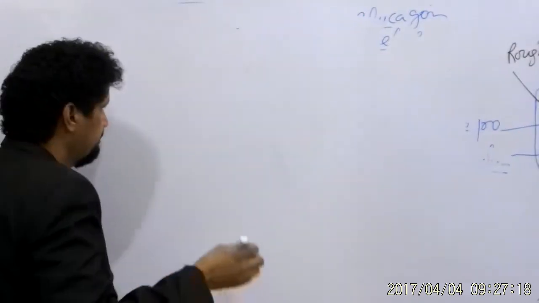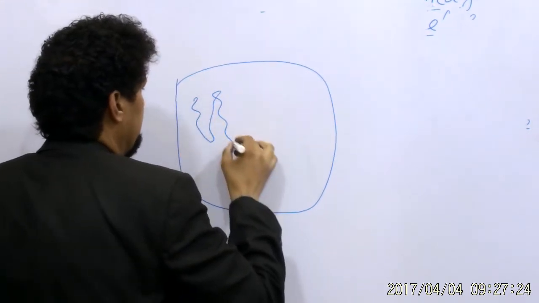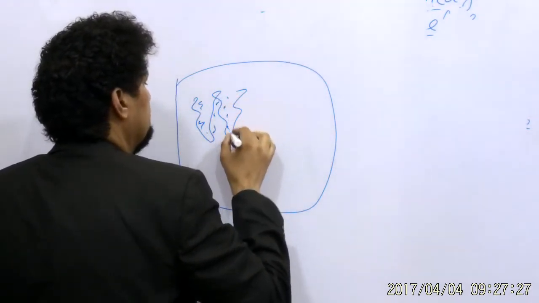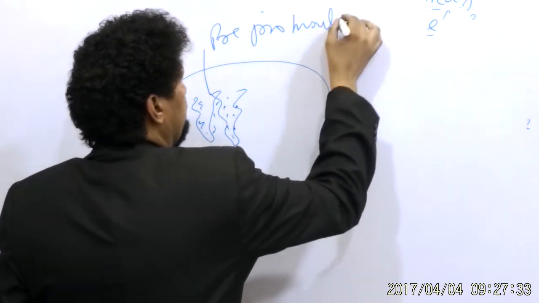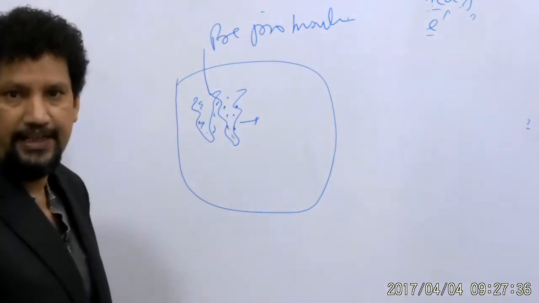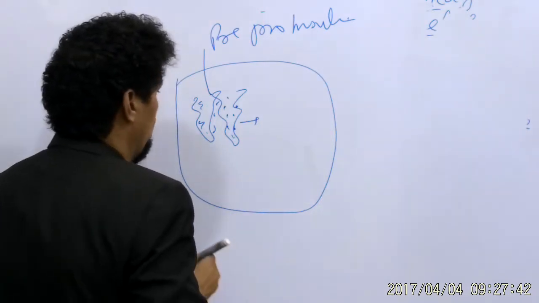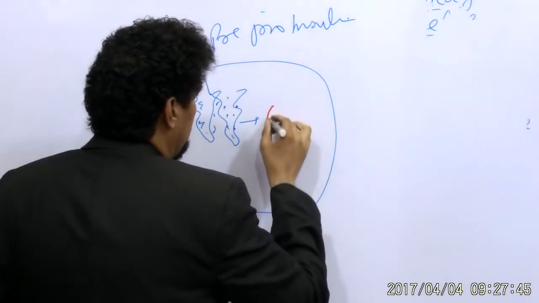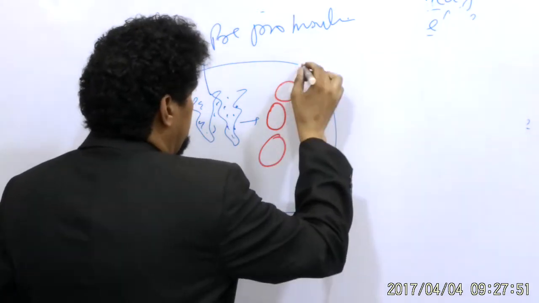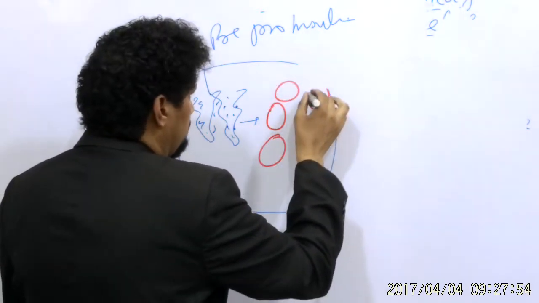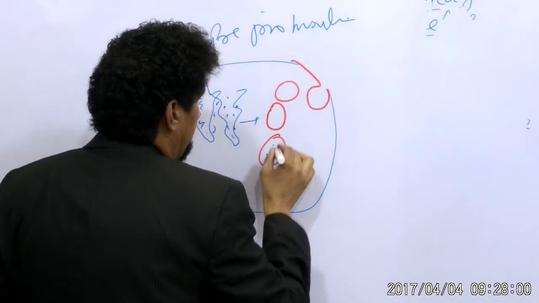So this is the beta cell. This is the rough endoplasmic reticulum secreting the proinsulin, and this proinsulin is migrating towards the Golgi apparatus to be packaged in the Golgi vesicles or the secretory granules. And these granules contain proinsulin.